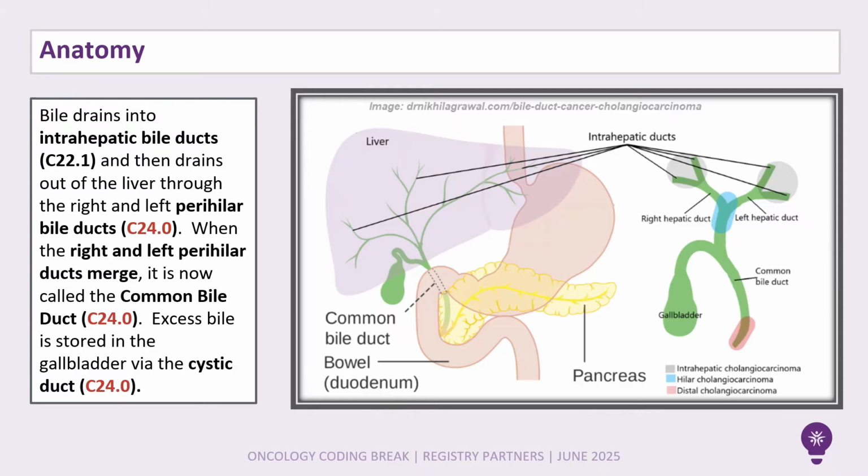Then this is going to be a common hepatic. We've got a common bile duct, the cystic duct, and the gallbladder. Now, interestingly, these perihilar ducts, the common bile duct, the cystic duct are all coded as C24.0. Heather's going to be then talking about the discriminator to help us localize the site of the cancer.